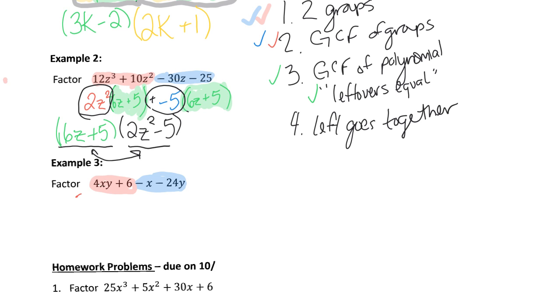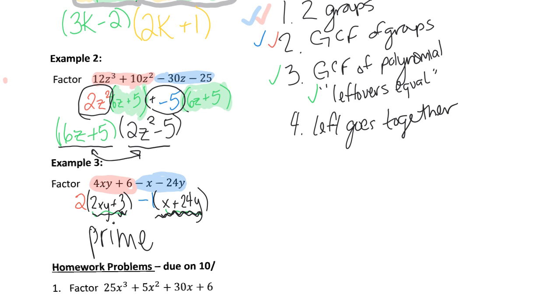Hopefully you think, okay, this first GCF is 2. So that leaves me with 2xy + 3. My second GCF is -1, which leaves me with x + 24y. Now, all of these previous times, what's in the parentheses has been equal. Are what's in the parentheses equal? No. So that either tells me A, I didn't take out the correct GCF, or B, that this is prime. Okay, so I know I took out the right GCFs. So that tells me that this problem is actually prime because my leftovers, or what's in the parentheses, are not equal.